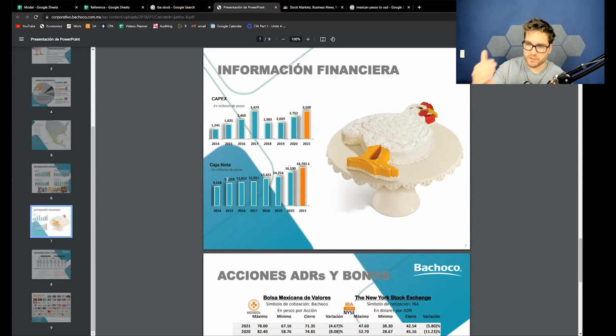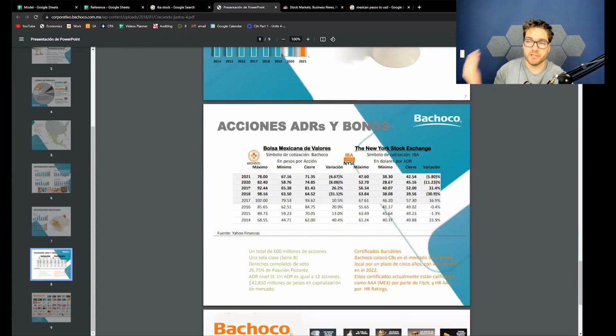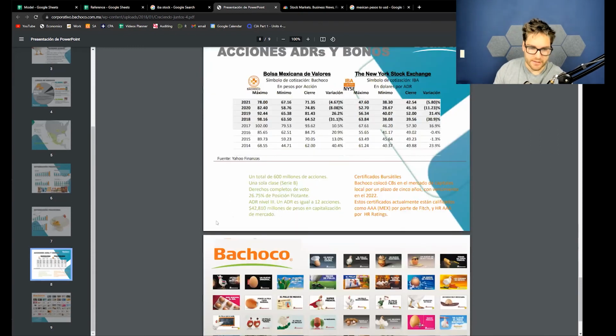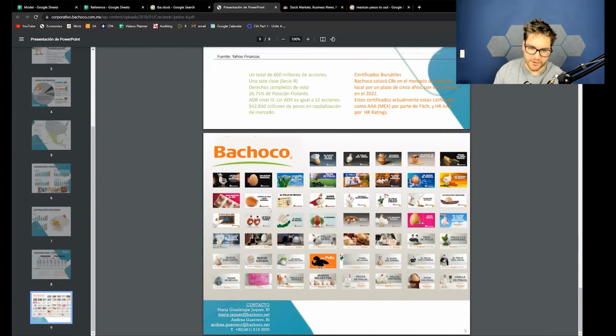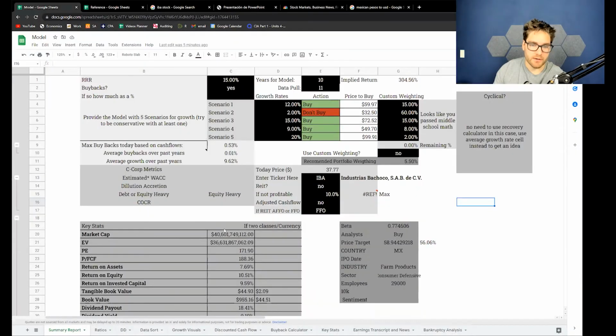So therefore the performance in dollar terms has actually been negative because we have that added layer that they are fighting against, right? If you're an American investor investing in this business. Now, can that change going forward? Absolutely, but that's an added risk, okay? And then I think that's pretty much it that we wanna cover here. So we're gonna go over here to the model.